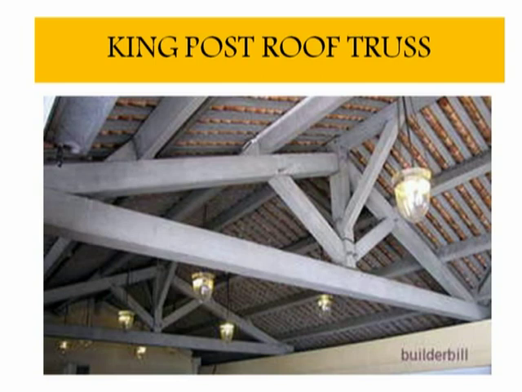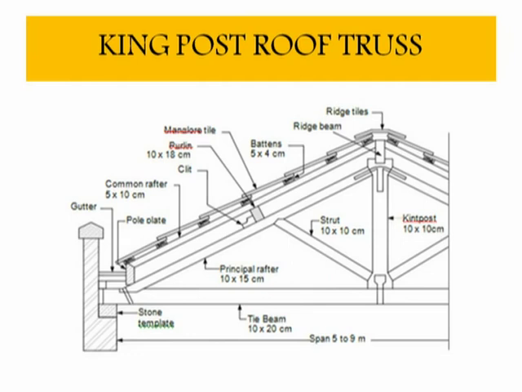This is a picture of a king post roof truss. This type of roof truss is known as a king post truss. In the center of the truss there is one vertical member which is known as the king post. This is a sketch of the king post roof truss. Here there is one king post at the center, the small vertical member which you see.